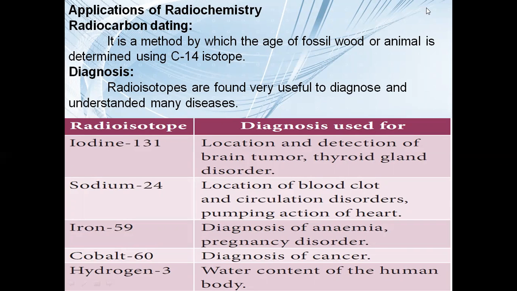Okay. So the next one is cobalt 60. So this is one of the famous radioisotopes. So these isotopes are used in diagnosis of cancer. Okay. The next one is hydrogen 3. Water content of the human body. So how much water the human body contains, it is diagnosed by the radioisotope hydrogen 3. Okay. So these are the radioisotopes used in the diagnosis department.